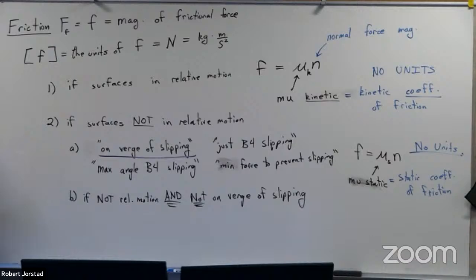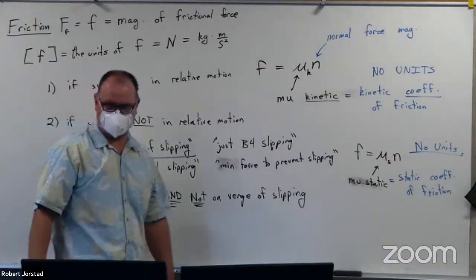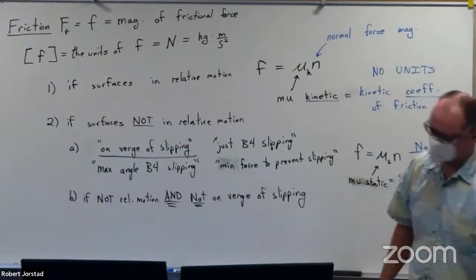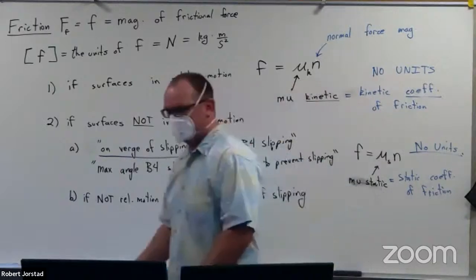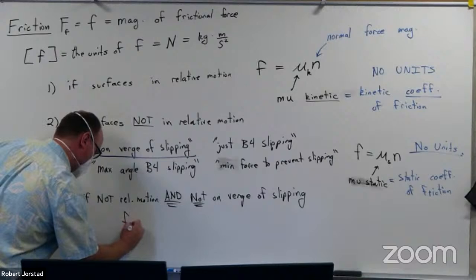If you're not in relative motion and not on the verge of slipping, if both of those conditions hold true, F is less than mu static times the normal force.